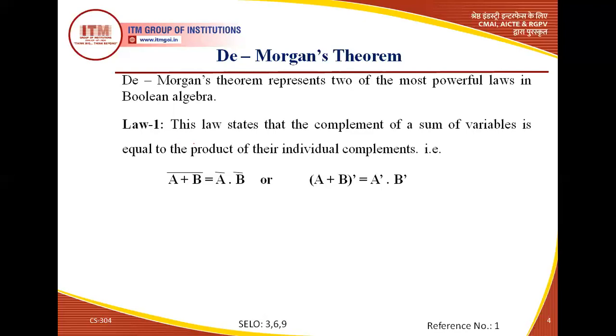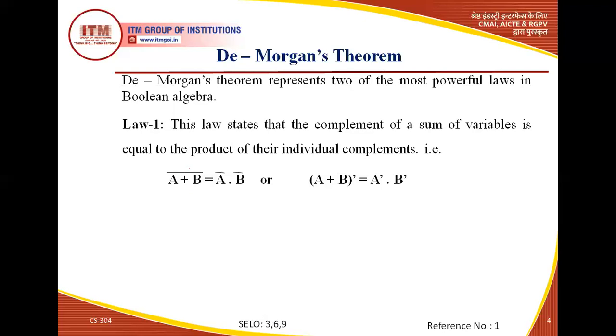Or if we consider two variables, then (a + b) whole bar equals a bar dot b bar, or it can also be written as (a + b) dash equals a dash dot b dash. In both manners we can represent the first law of the De Morgan theorem. It is sometimes also called break the line, change the sign.